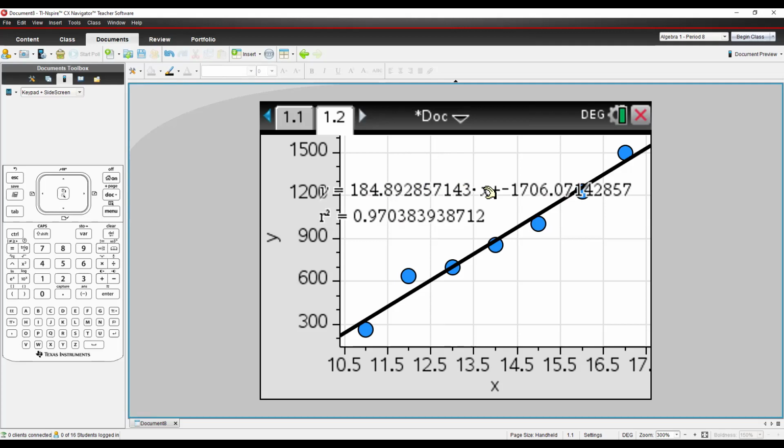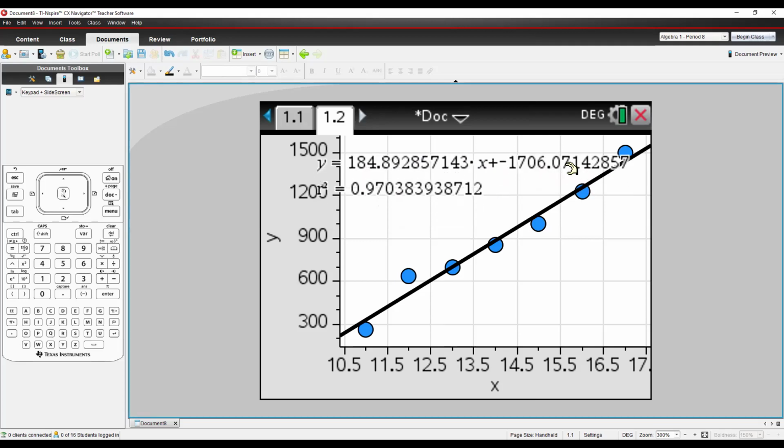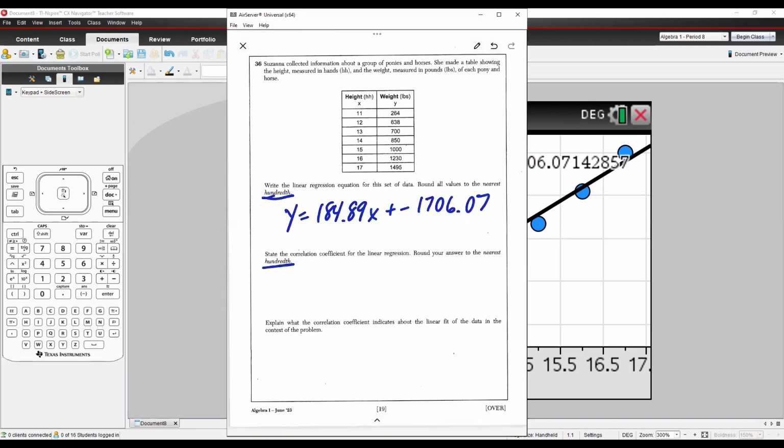And then it's going to be plus negative. And then over here, we have 0.7, and then there's a 1 after it. So we're just going to keep the 0.7. So it's going to be a negative 1706.07. So I'm going to put that 0.07, and that's what it should look like. Now, this is the equation. This would be 2 points if you round it properly.